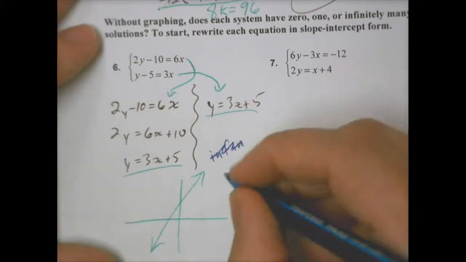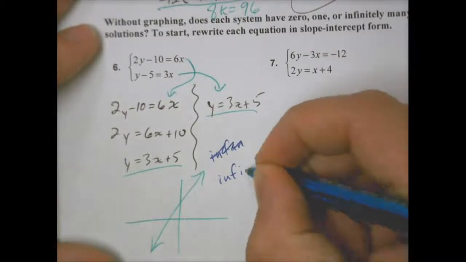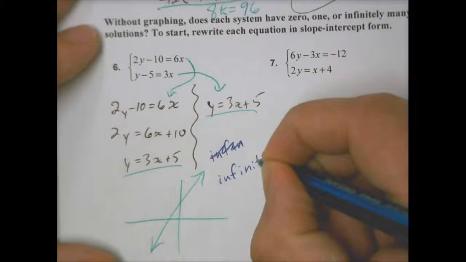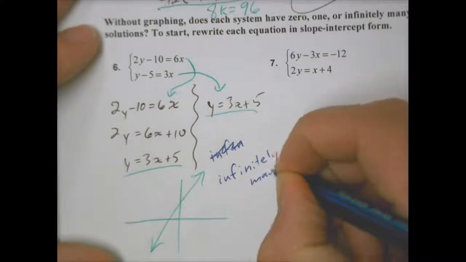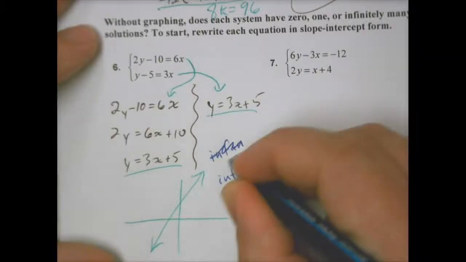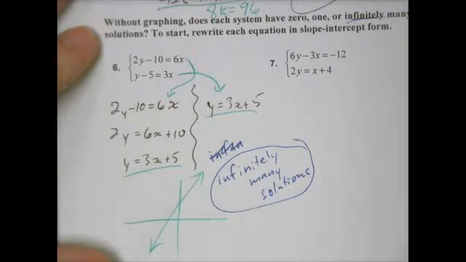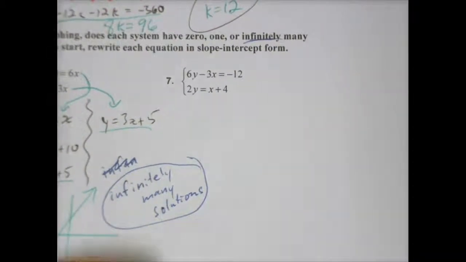Oh, that's not right. It's about spelling infinitely many solutions. If you're not sure how to spell it, you can always look up there. That's what I did. I cheated. I cheated! I did it!